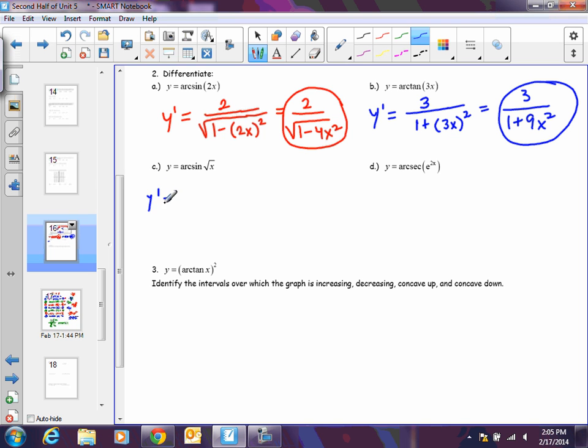Y prime, same formula as before. The derivative of square root of x goes on the top. What would that be? 1/2 x to the negative 1/2. And then in the denominator, the square root of 1 minus, and then we have square root of x squared, which is just x.